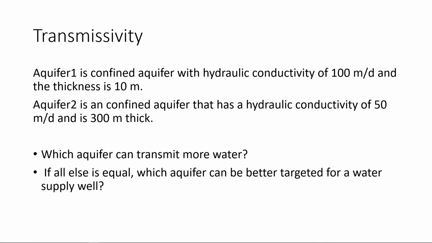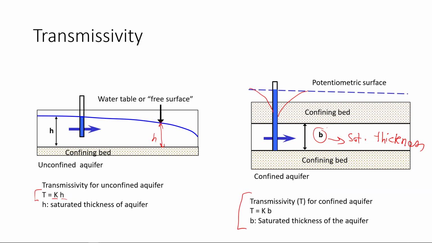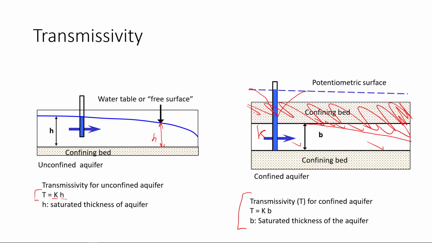Let's look at this example. Basically, if K is constant here and the aquifer thickness is constant, then transmissivity here will be equal to transmissivity there. Sometimes B might not be constant. You have a layer that is thick here, and as you move forward, you get more confining layer, so the confining layer could be bigger.